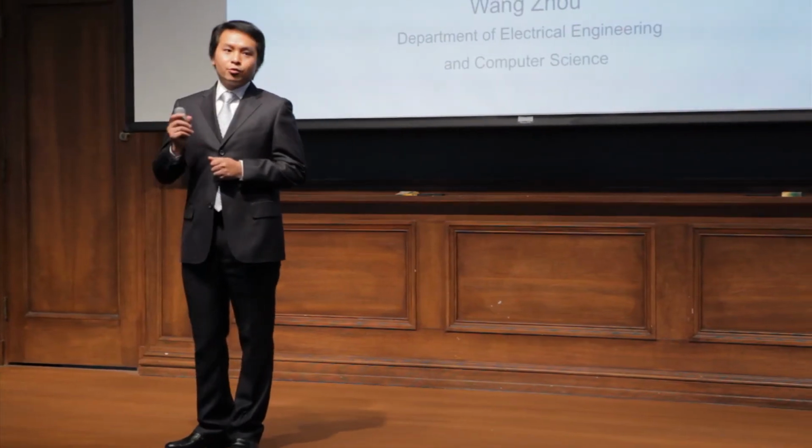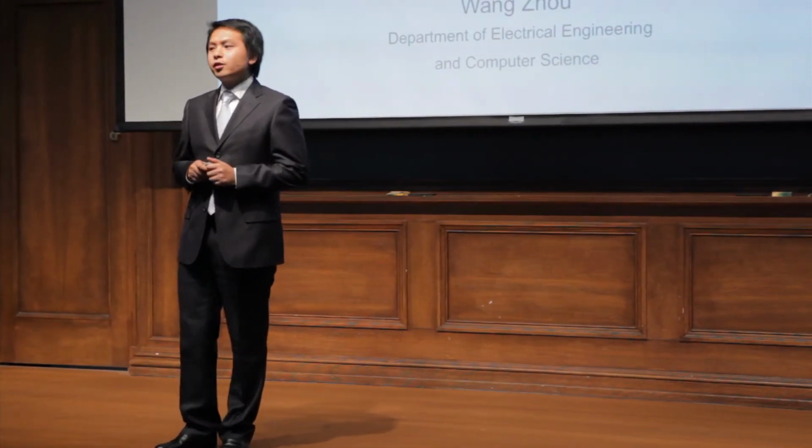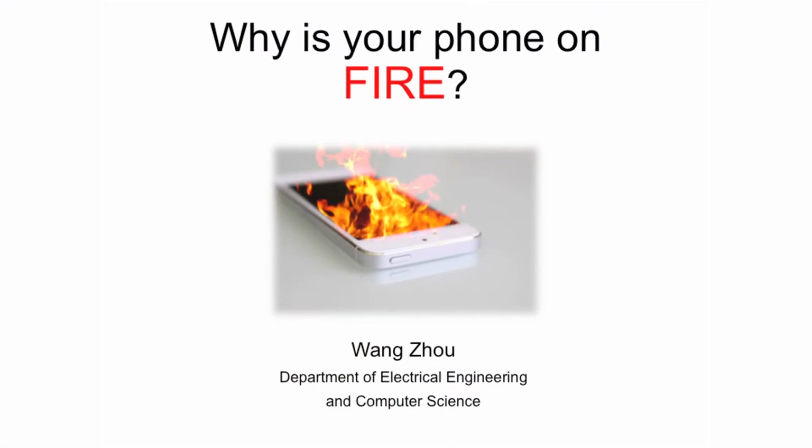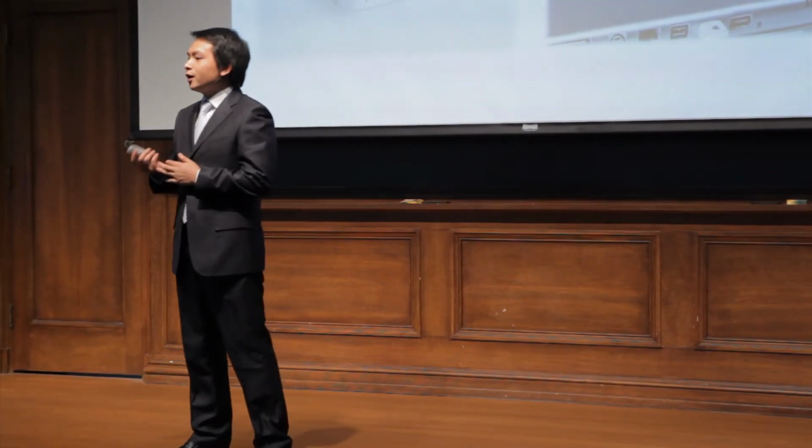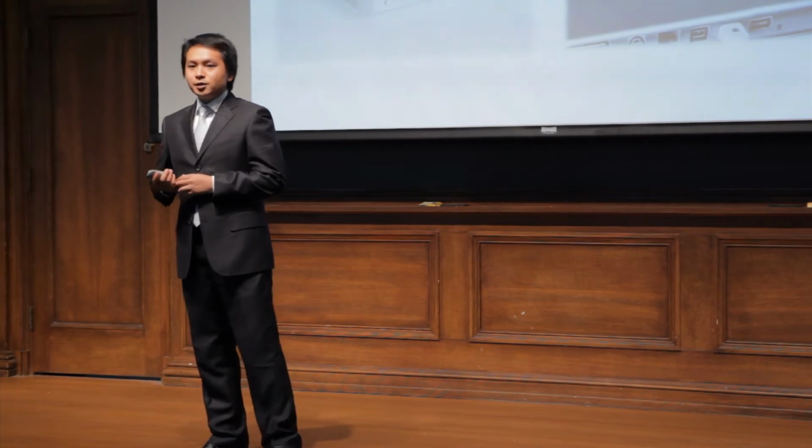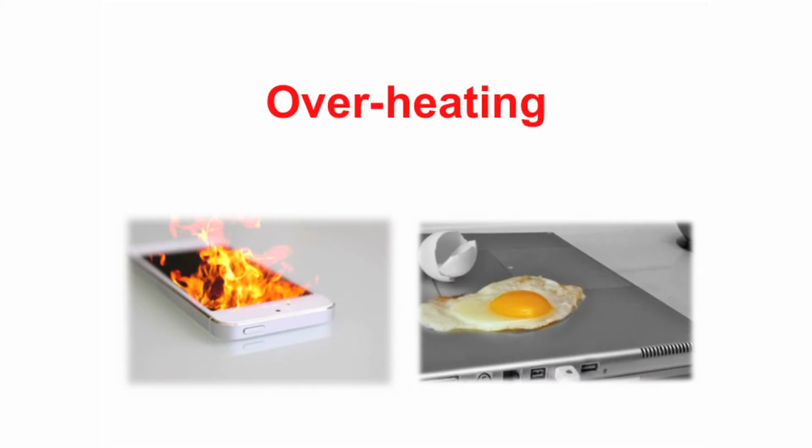Before I say any crazy scientific names, let me ask you a question first. Why is your phone on fire? Sometimes you find that your phone is warm and your battery level is dropping fast, even though you're not using it intensively. Or sometimes you find your laptop is so hot that you can fry an egg on it. These phenomena are called overheating.